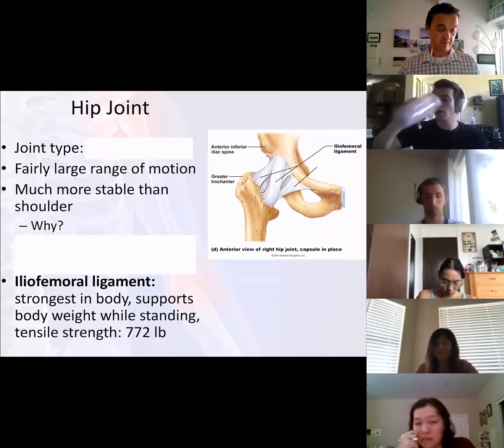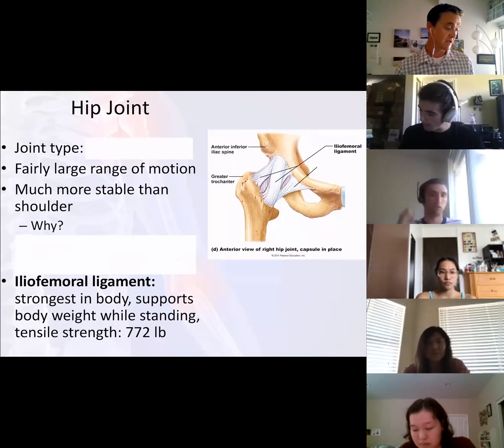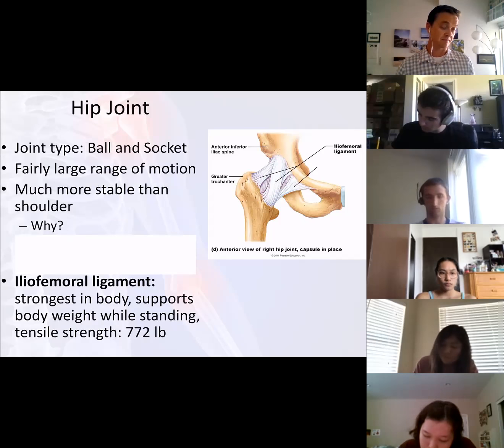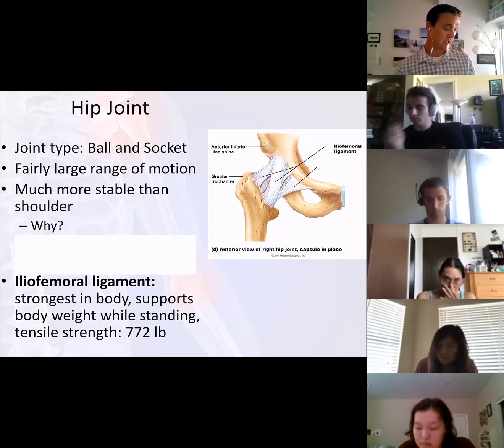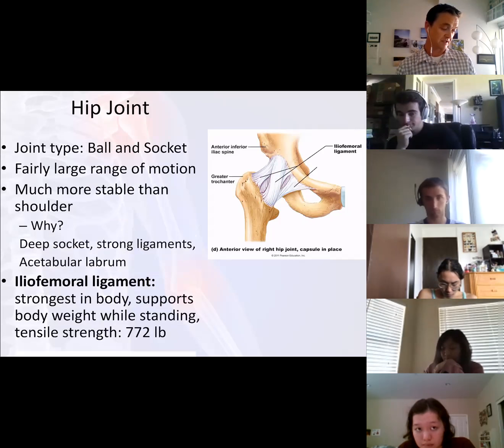Now let's get into some of the lower extremity joints. We'll talk about the hip, the knee, and the ankle here. Okay. So the hip is also a ball and socket joint. Okay. Has a pretty large range of motion. Nothing like the shoulder, but still pretty large. Okay. It's way more stable than the shoulder, as we talked about last class. And there's multiple reasons for that.